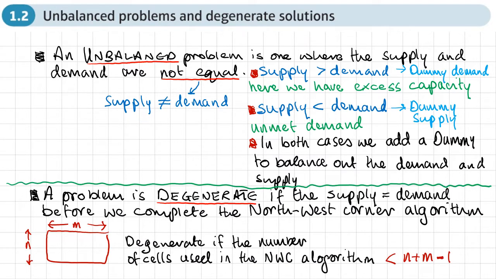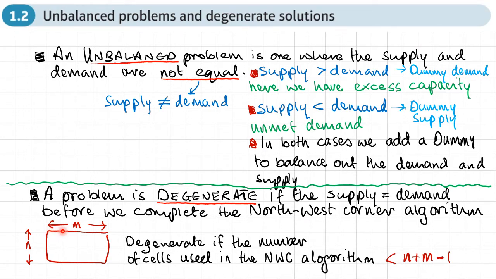So secondly, let's look at what are degenerate solutions. A problem is degenerate if the supply equals the demand when we're doing the northwest corner algorithm, before we complete it. So before you get to the end, you've used up all the demand or supply of a certain point, and it matches exactly the demand of a certain point. And if that happens, then we've got a degenerate solution, which means we can't continue any further.